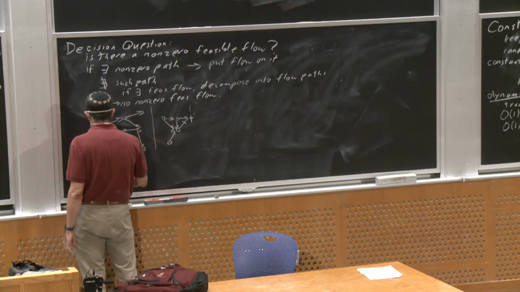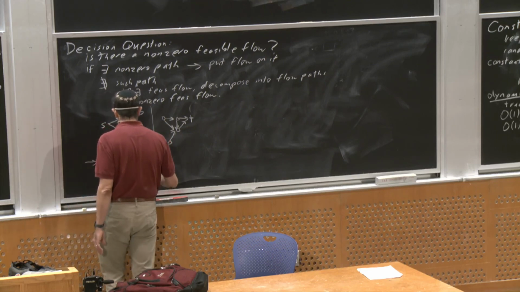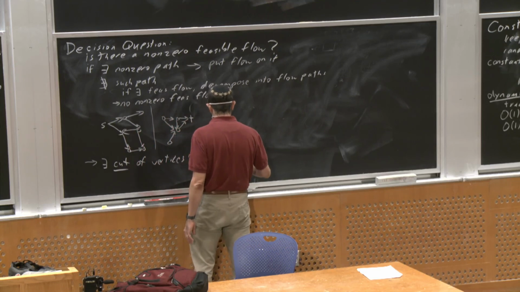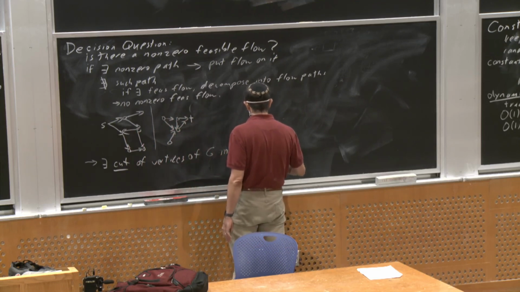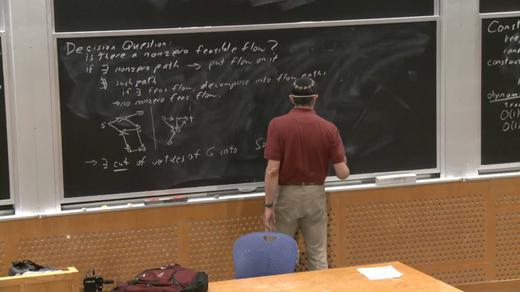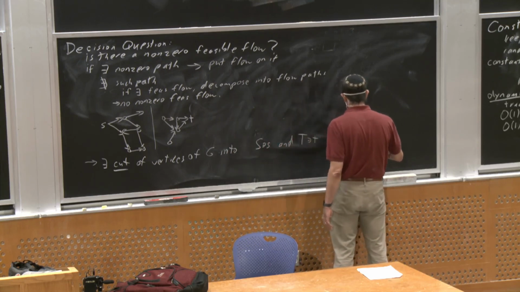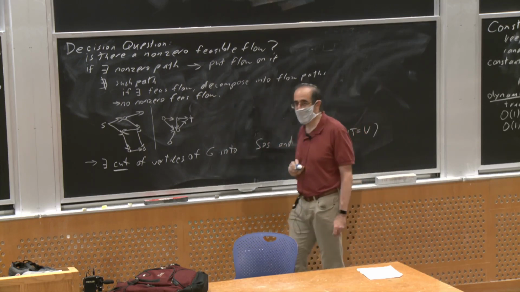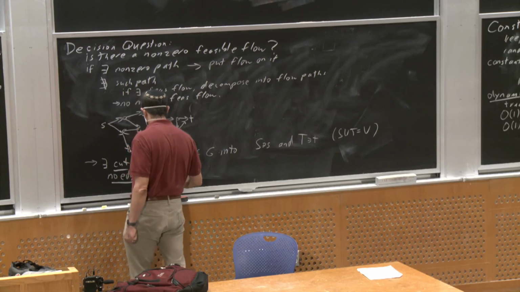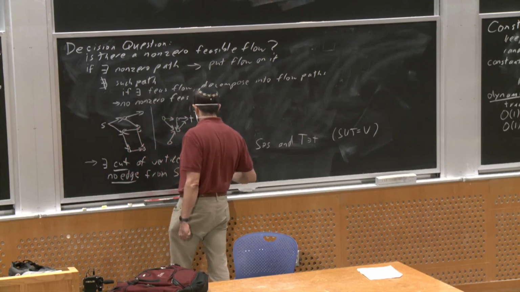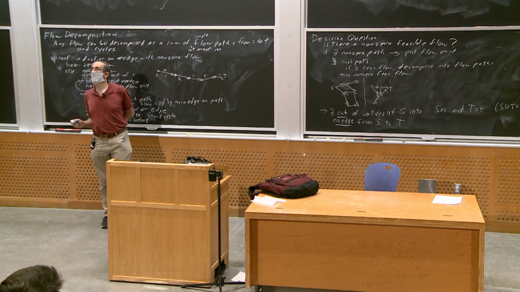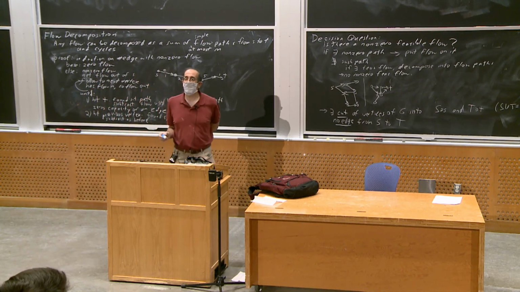And it turns out that that implies that there exists a cut of the vertices of G into a set S that contains the source and a set T that contains the sink that together form the full vertex set, such that there is no edge from S to T, from the S side to the T side of the cut. People see how to prove this?